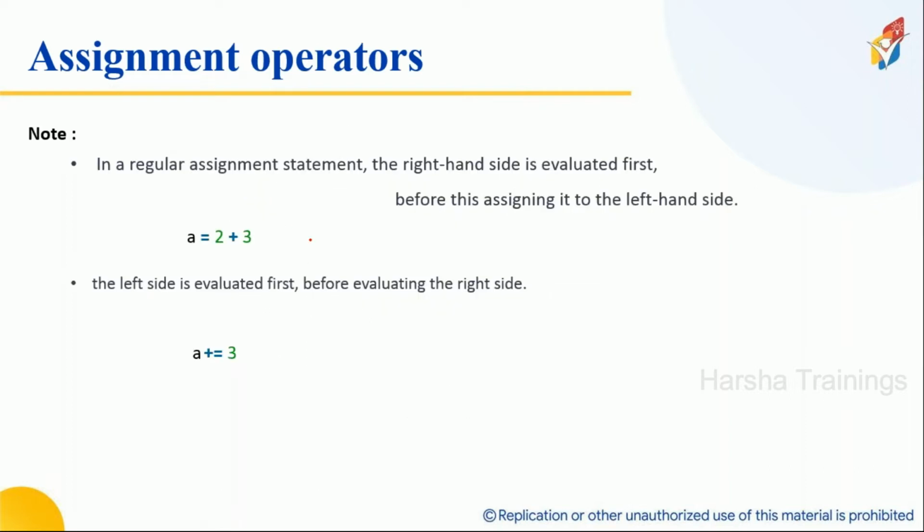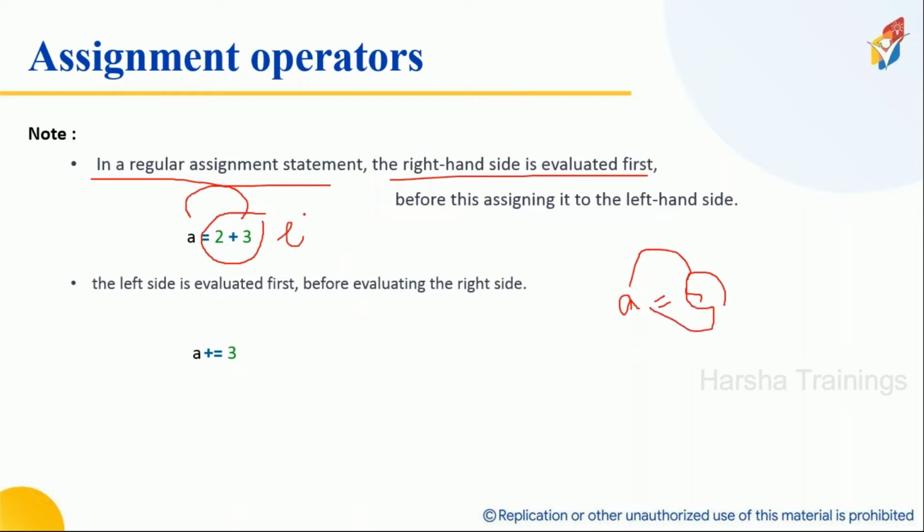Now, how will they be executed? In a regular assignment statement, the right hand side is evaluated first. If I do a equal to 5, directly it will assign the value 5 to the variable. But if I have an expression at the right side, first of all this expression will be evaluated, then the result will be assigned to a. Clear? Yes. For example, if I have a direct value, directly it will assign. If I give an expression, this expression will be evaluated and that result will be assigned to a. This is case 1.